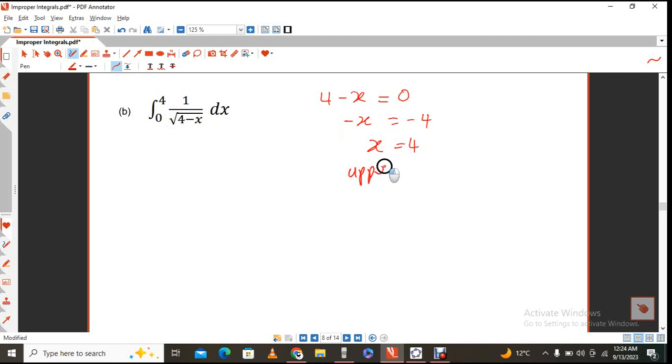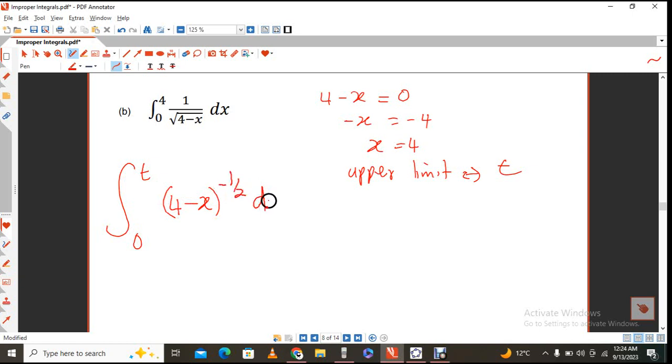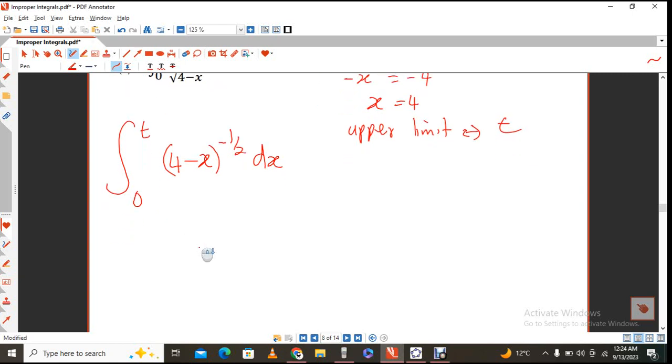Therefore, I'm going to make the upper limit, where I have a 4, be replaced by a t. That means I'm going to be integrating from 0 up to t now. And then I just go ahead and write this as 4 minus x raised to the power of negative a half with respect to x. It's just easier for me to do that, and I'll obviously revert back towards the end.